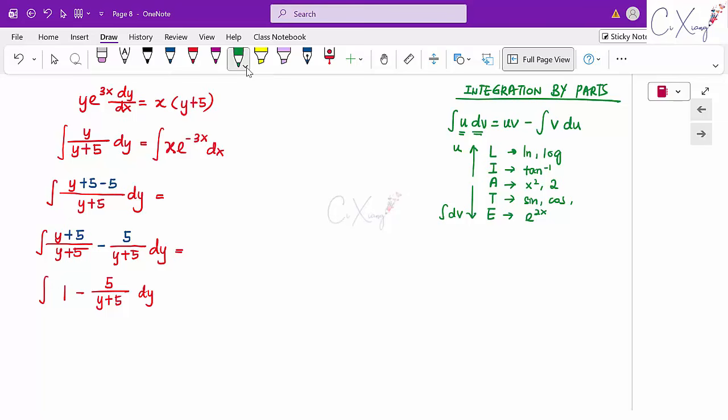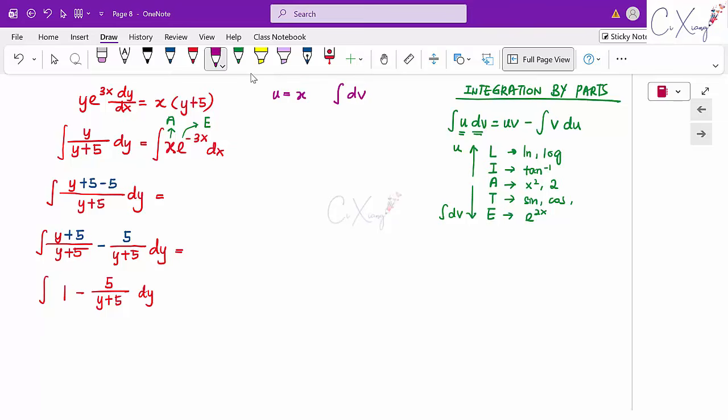Okay, then let's have a look at the right-hand side. I'm having the x. This x here belongs to algebra, A. E is exponential. Therefore, if I want to apply integration by parts on this right-hand side, my x is in the higher group and e power negative 3x is in the lower group. Therefore, the higher group should be the u, and the lower group should be the dv, right? So I just put it in this way, in purple color. So I know that my u is equal to x.